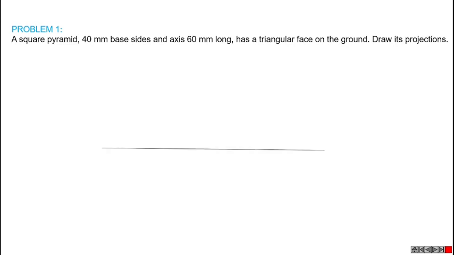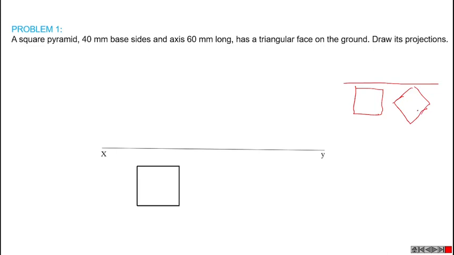When that particular object is resting on a triangular face on the ground, we can first draw the top view of the square pyramid. An XY line, then the top view of the square pyramid. For preparing a square pyramid, we have to draw a square like this. Then we can select two types of squares. The first one is like this, in which the sides are parallel to the XY line. The other one is like this. We can draw a square like this also.